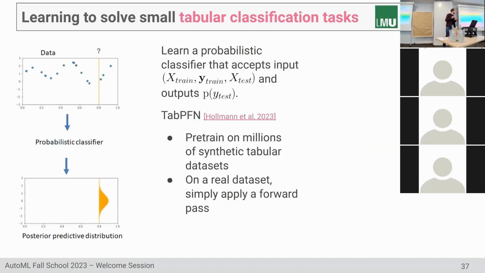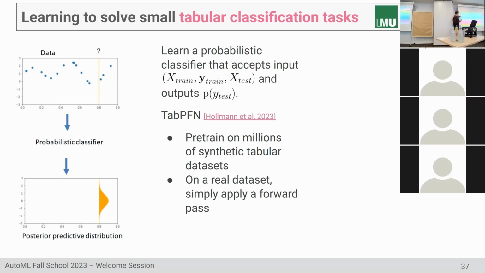But besides learning to learn the learning algorithm, we can also try to learn directly something that is able to solve the tabular classification problem that we're interested in. One such example that was recently proposed is the so-called prior data fitted networks. The idea here is that we want to learn to classify given the whole training data: X train, the training matrix, Y train, the labels of the training data, and X test, the points we want to predict. It outputs the probability of every class for every test point in a single forward pass.